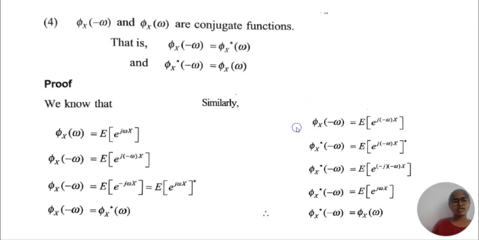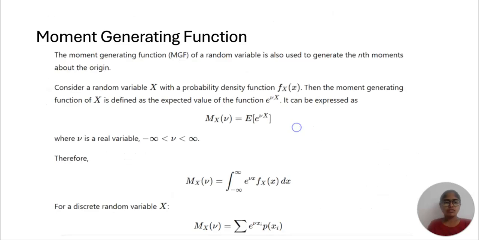Let us see the fourth property. Phi x of minus omega and phi x of omega are conjugate functions. That is, phi x of minus omega equal to the conjugate of phi x of omega.